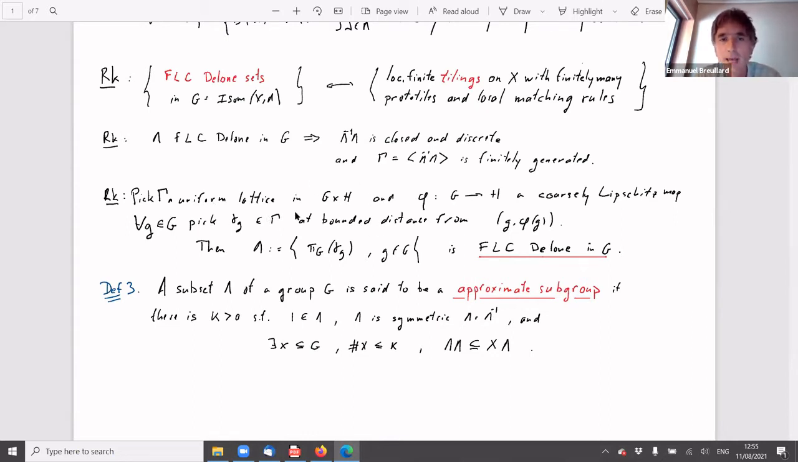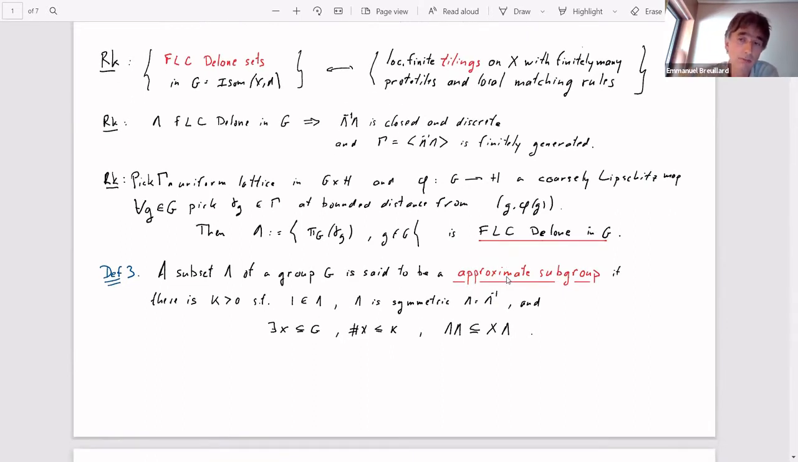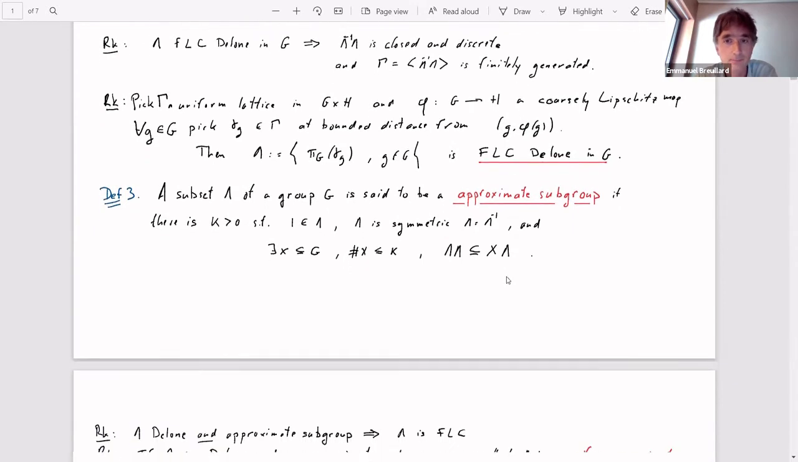So take a uniform lattice, a discrete co-compact subgroup in a product G cross H, and consider a coarse Lipschitz map phi from G to H. Suppose you have some like this, and for every point in G, you pick a point gamma in the lattice which is at bounded distance from the graph of phi. Then you project that point to the first factor, and what you obtain is an FLC Delone set. So you see that since in different situations there can be many such phis, you can construct this way many FLC Delone sets.